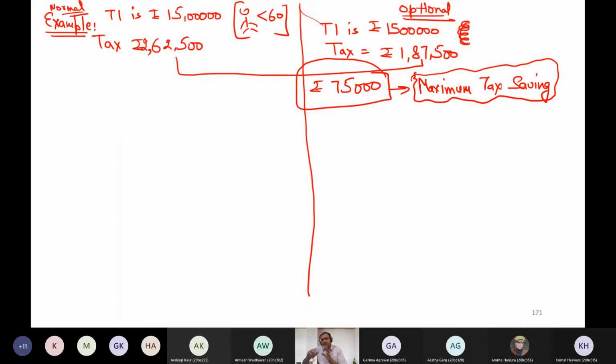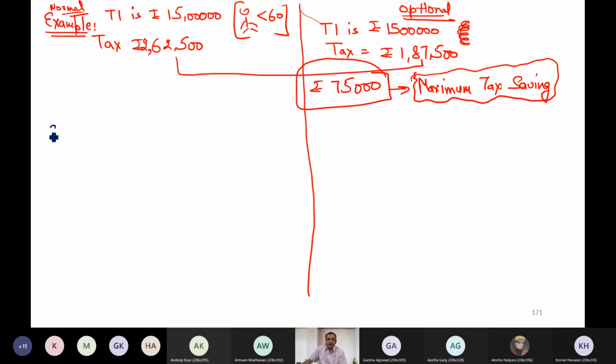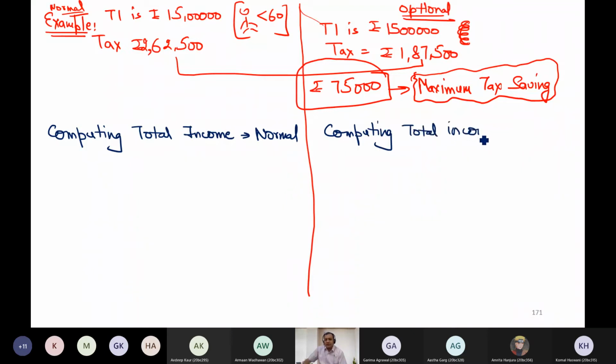If you say that you will apply for optional taxation and get the lower tax rate benefit, then the Act says you will have to fulfill some conditions. So what is that difference now? The difference is in the total income: under the optional taxation scheme, so many exemptions and benefits are denied. While computing total income, it is normal under normal taxation, but while computing total income under optional taxation, so many exemptions, I'm not saying all exemptions, I'm saying many common exemptions and deductions are not allowed.